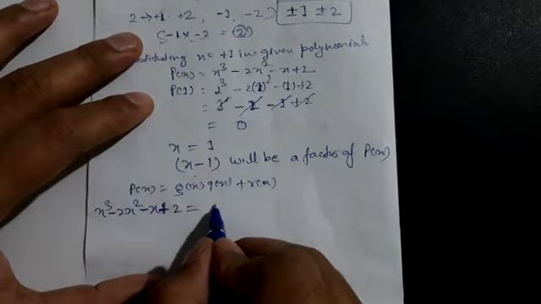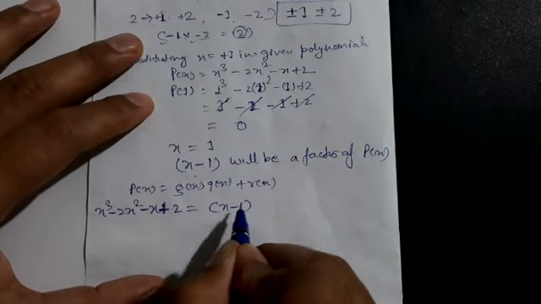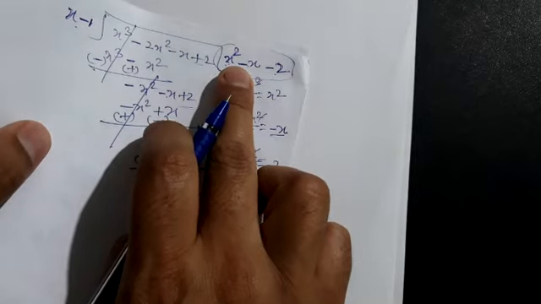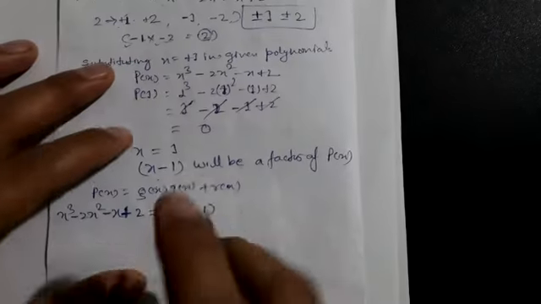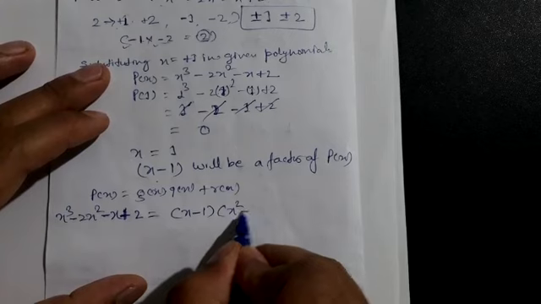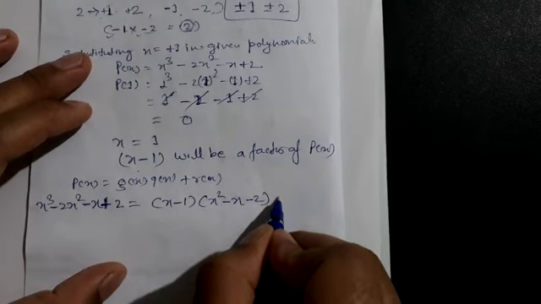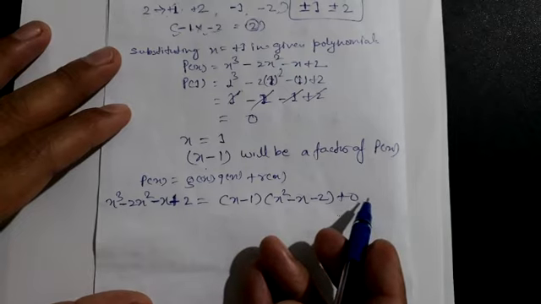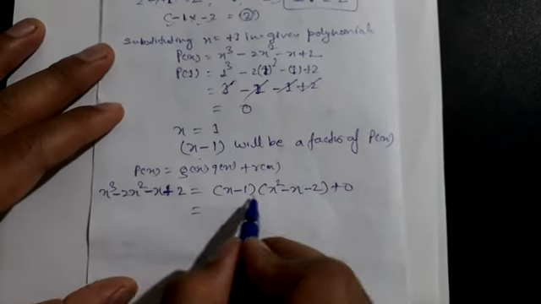Our divisor was x minus 1, and our quotient is x square minus x minus 2, plus 0. Getting this or not? Even if you leave out the 0, no problem. Now we will factorize this one.